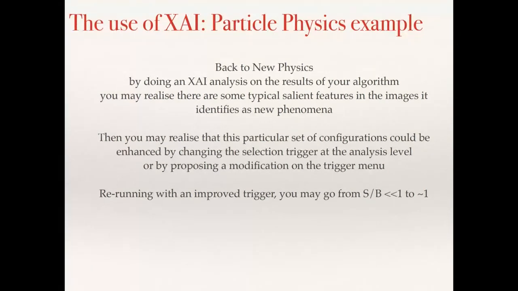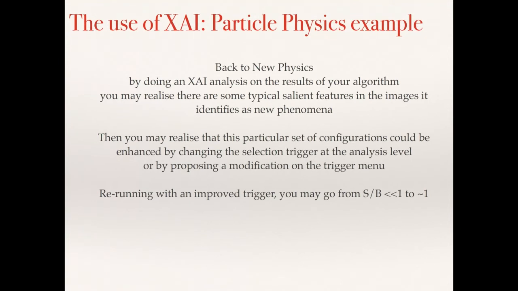And since these triggers are usually on pT, on energy, they tend to be at least polynomial or even exponential. So you can change the trigger or lower the trigger. Yeah, the increase in signal acceptance can be huge, right? Or you might realize that what the neural network was focusing on were topologies that are not currently captured by the existing trigger menu.